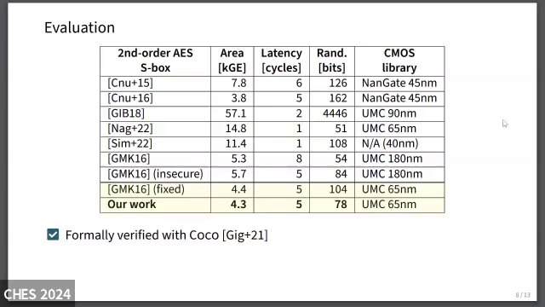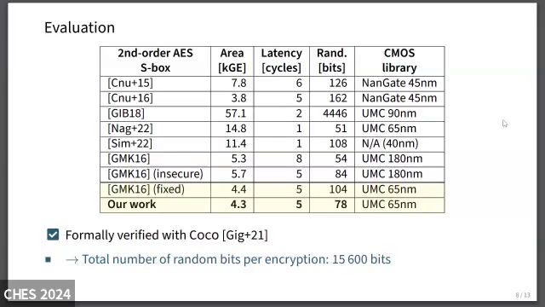Okay, and another part of the evaluation was formal verification. So we put the whole SBox design into the COCO verification tool and confirmed second-order probing security for it. And if you apply that optimization, you still need 50K bits of randomness for encrypting one block of plain text. This is already better than at the beginning, but we're still not there. So let's see what we can do.